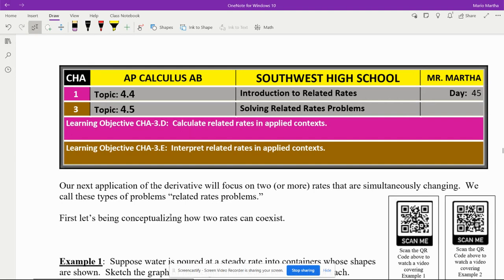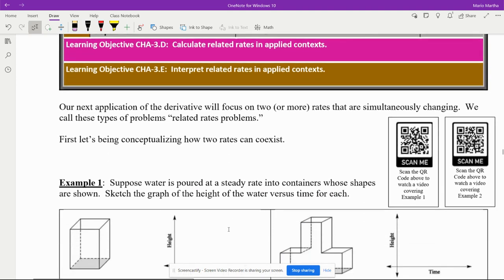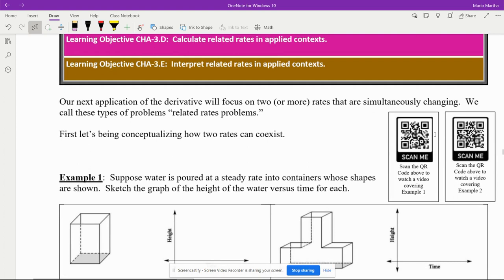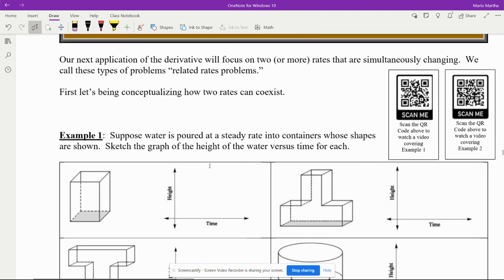Today's topics are 4.4, Introduction to Related Rates, and 4.5, Solving Related Rate Problems. Our next application of derivatives will focus on two or more rates that are simultaneously changing. We call these types of problems related rates problems: two or more things that are changing at the same time. First, let's begin conceptualizing how two rates can coexist.